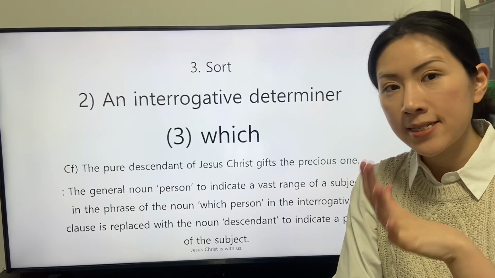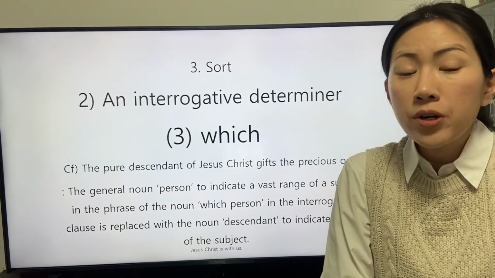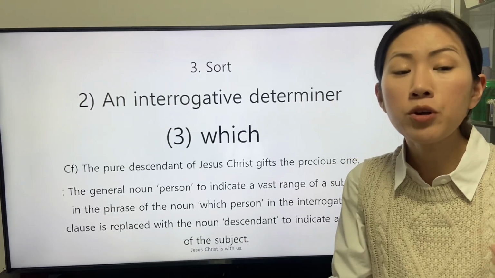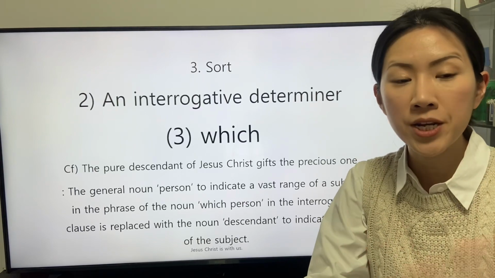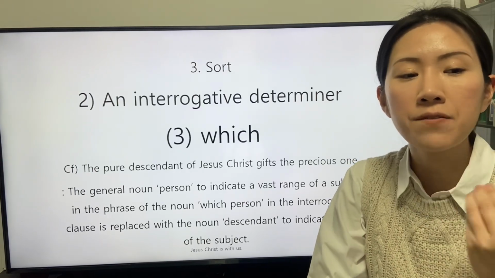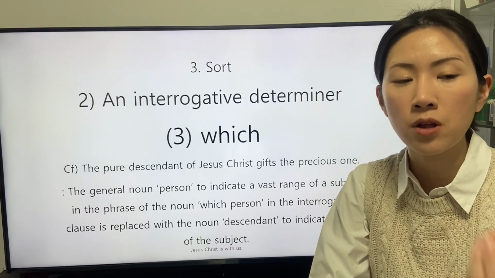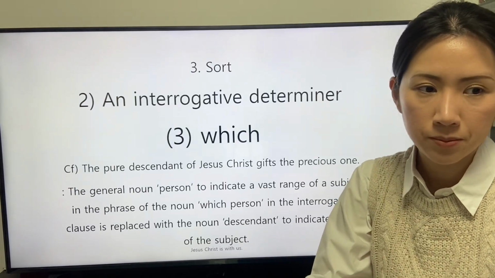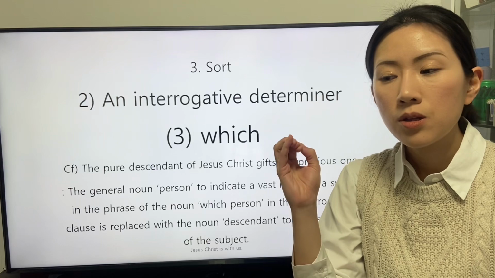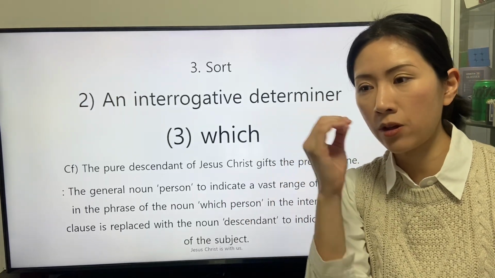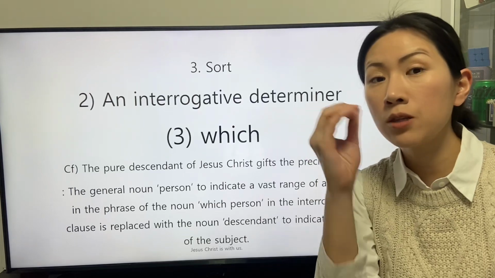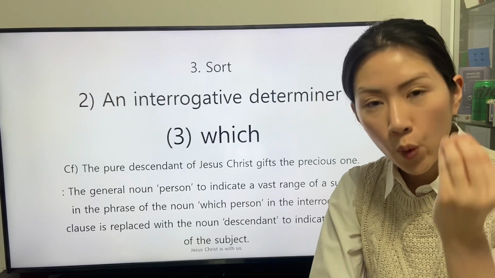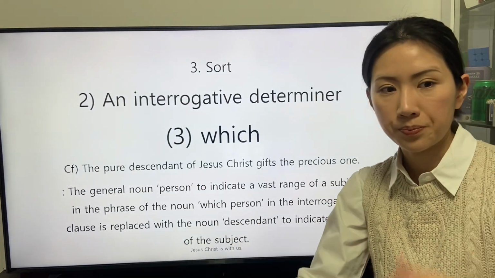One of the responses is stated in the conference. The pure descendant of Jesus Christ gifts the precious one. The general noun person to indicate a vast range of a subject in the phrase of the noun which person in the interrogative clause is replaced with the noun descendant to indicate a part of the subject. The subject indicated by the general noun person is specified into a part of the subject with the general noun descendant.